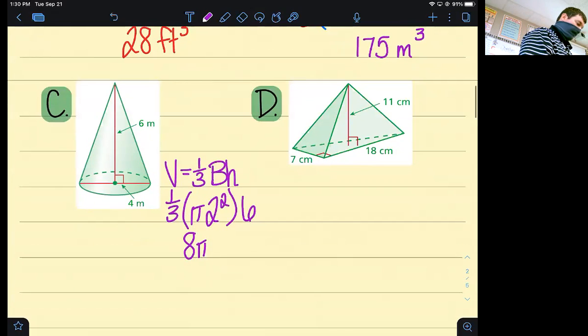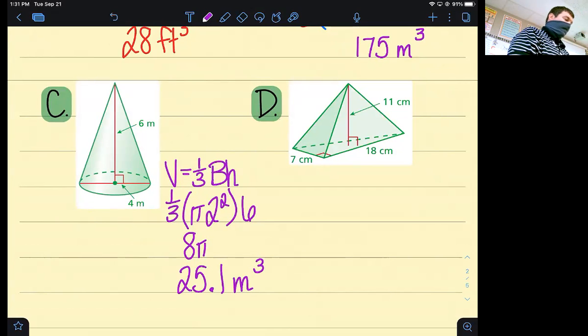Oh, nice job. Thank you. 25.1 meters cubed. On your quiz Friday, you can round to 2 decimal places. That's not going to be anything I care about, but I know big ideas. If it says 1 and you put 2, it's going to say it's wrong. It's not wrong. It's just not the answer I was looking for. And so if you put 25.12 for me, that's fine. I'm not going to take off for that.